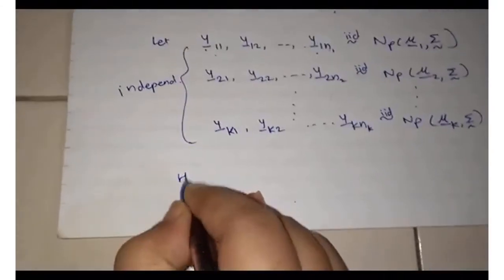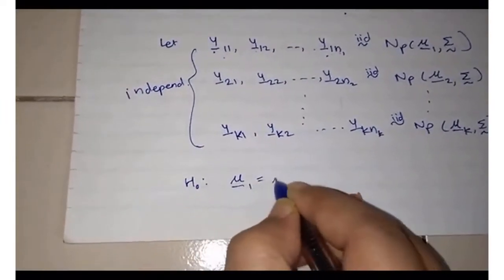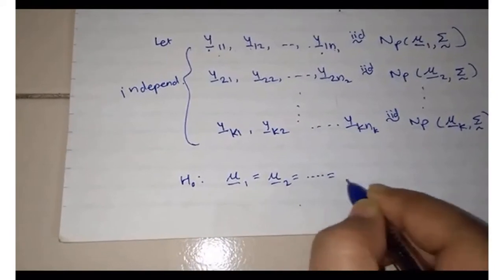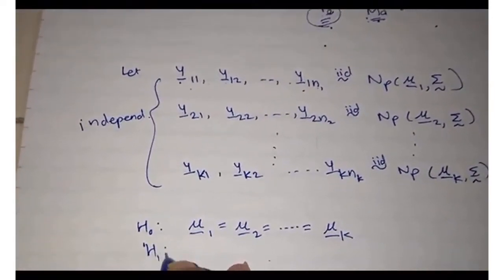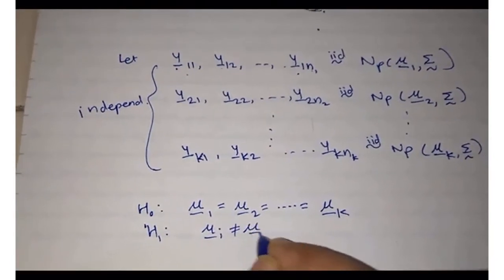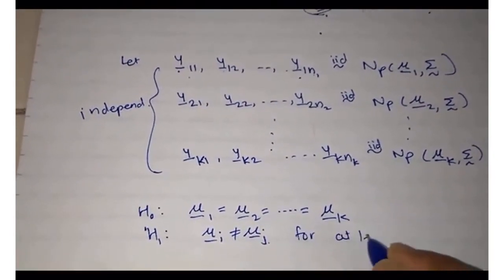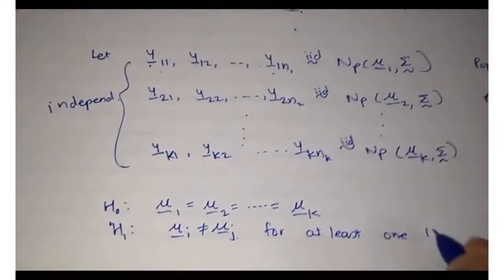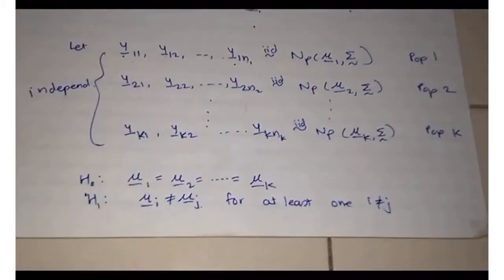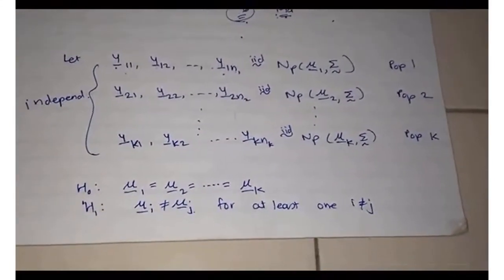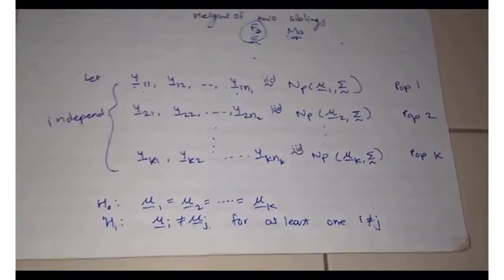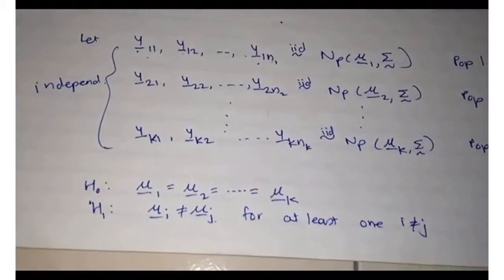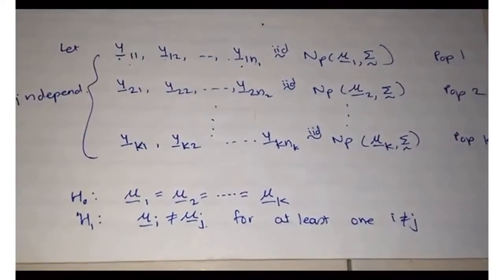In this setup, my null hypothesis becomes mu1 equal to mu2 equal to mu k, that is, all my mean vectors are same. My alternative hypothesis becomes mu i is not equal to mu j for at least one i not equal to j. So at least one population should have a different mean vector. That is my alternative hypothesis. So I want to develop a test procedure to examine this null hypothesis. Now how do I proceed?